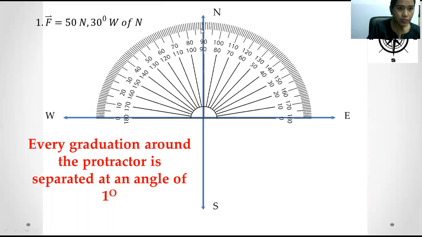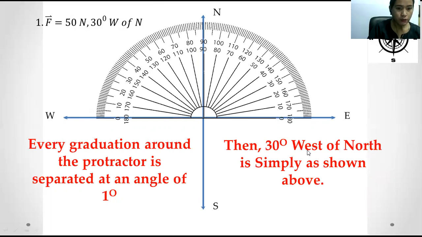Now, every graduation around the protractor is separated at an angle of 1 degree. Then 30 degree west of north is simply as shown above. So if we are going to do it, so this would be 10 degrees, 20 degrees, 30 degrees.